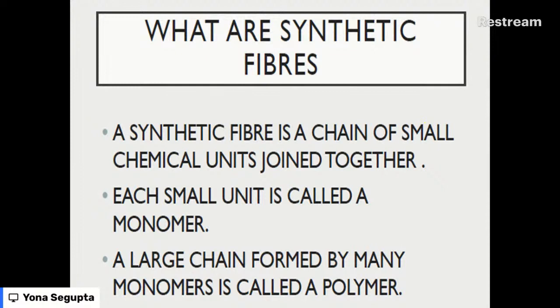Now, each small unit is called a monomer. What is it called? Monomer. Again I'm repeating in case you can't understand: many such small units combined make a polymer, and each small unit, one unit, is called a monomer. Okay, let me draw it for you.